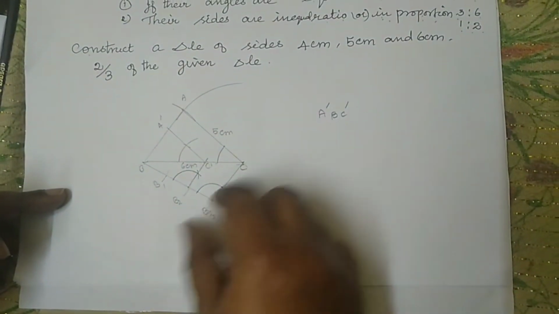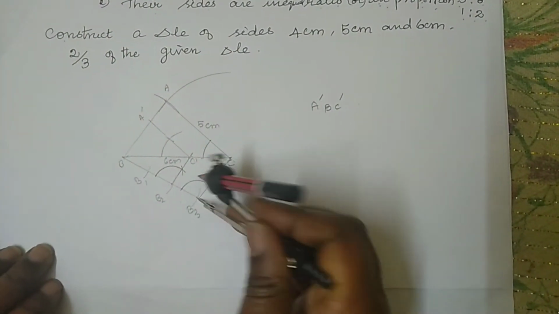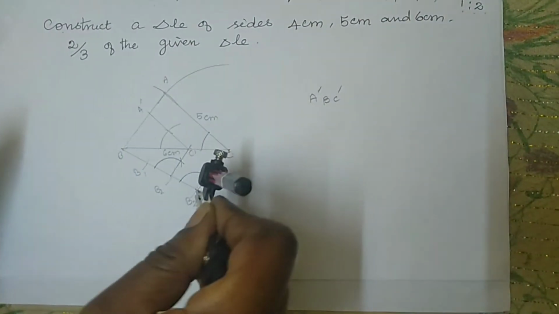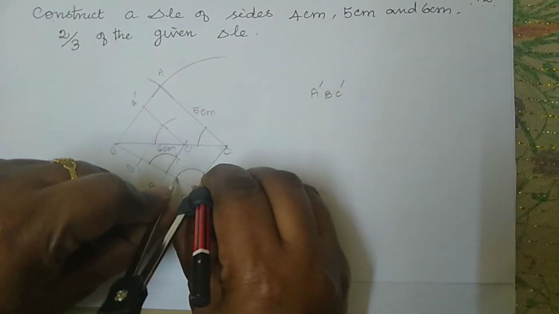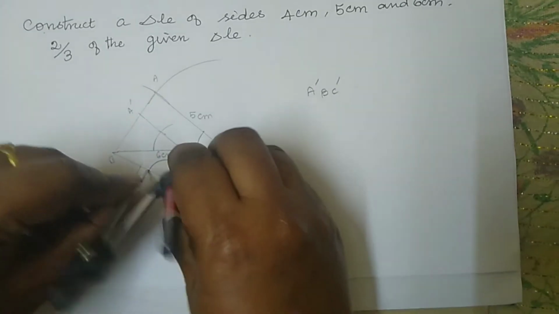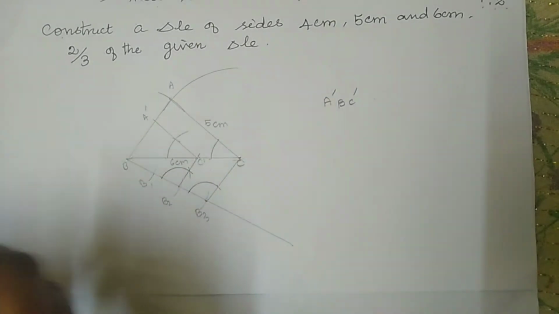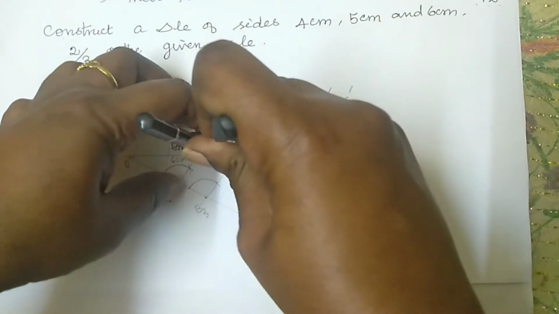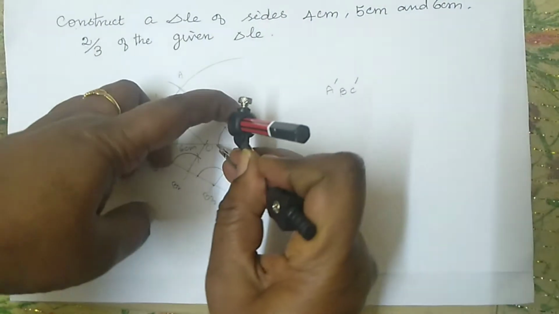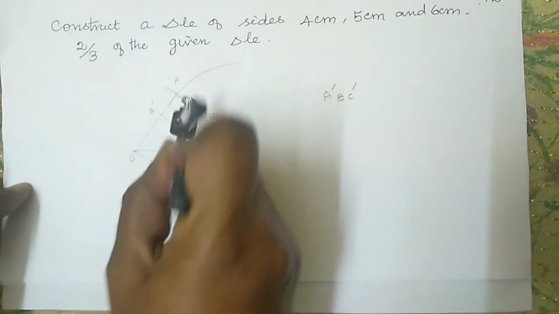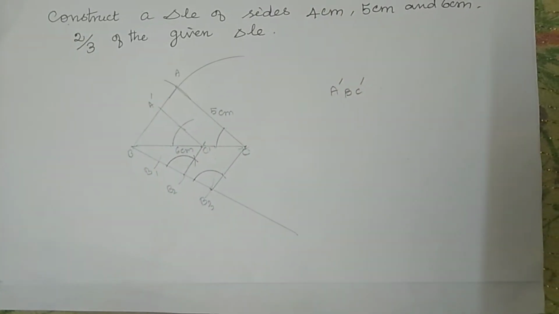So from 3 I join to C. Now from 2, how I draw the arc? From here, keep your compass, cut the arc. And from here again we are cutting the arc. Then we measure the length of this arc. Then keep the compass here and cut the arc. So join these two. That makes the point C dash. Then from C again keep the compass, cut the arc. Then from C dash again we cut the arc. Measure the length of this arc and cut the arc here. Then join that. So A dash B C dash forms a triangle.